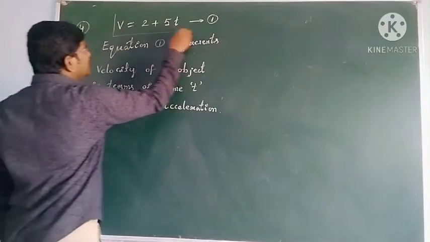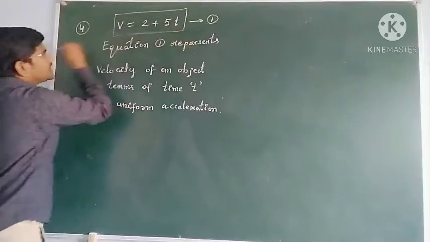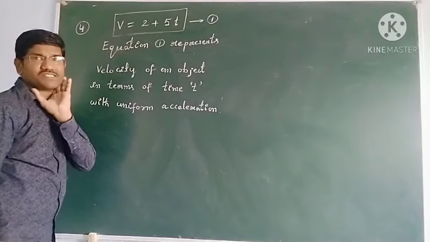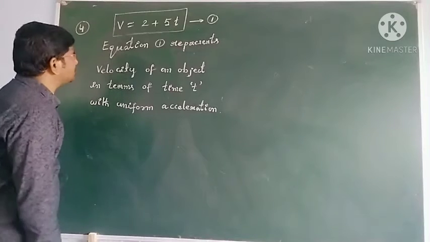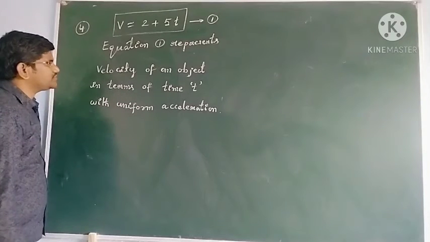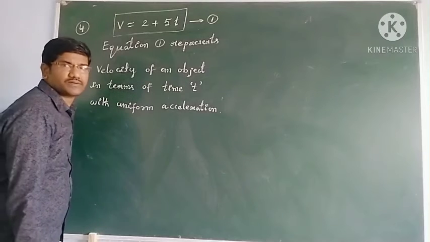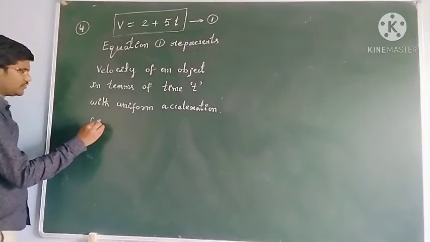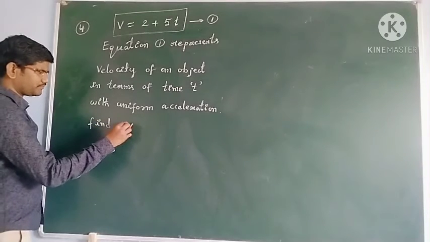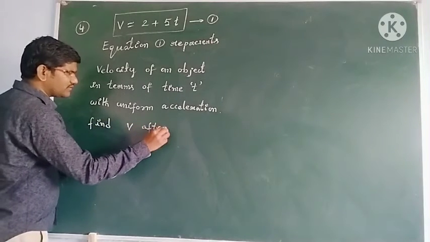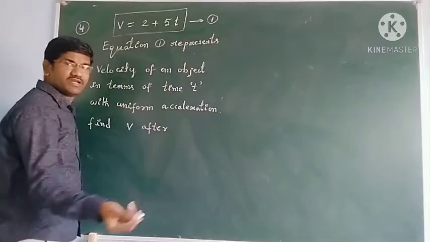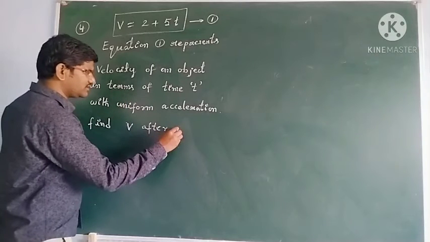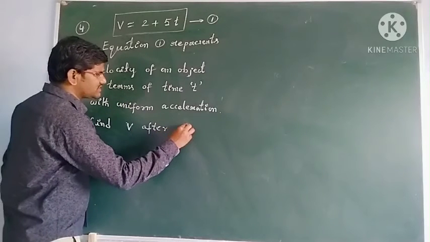So this is the equation they have given for us. An object is moving on a straight line with a constant acceleration, and they have given v is equal to 2 plus 5t. Okay, students. So equation 1 represents velocity of an object in terms of time t with uniform acceleration. So now find velocity after, so the question is, find velocity after some time they will give you. They can give you anything. So find velocity after, say, 4 seconds I am giving you.